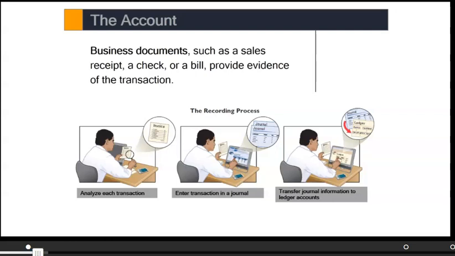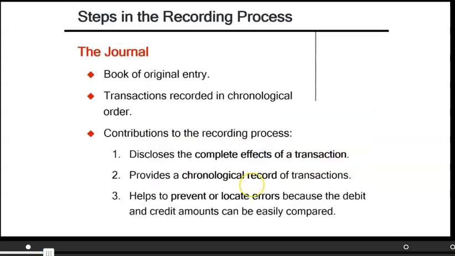So we have the original entry is made by analyzing the transaction, then entering the transaction in what we call a journal, and then transferring that information from the journal to a ledger. Now, a journal is a book of original entry. In it, it's like a diary. We're going to record every business transaction as it happens, okay, in chronological order. And it discloses a complete effect of a transaction, and it helps us prevent and locate errors.